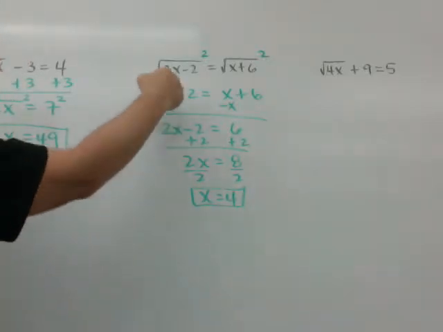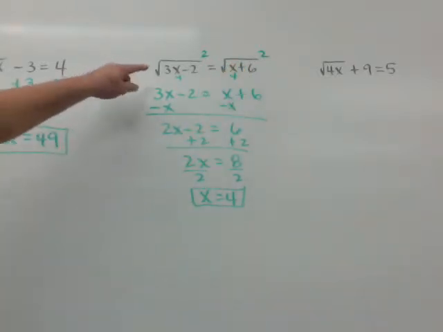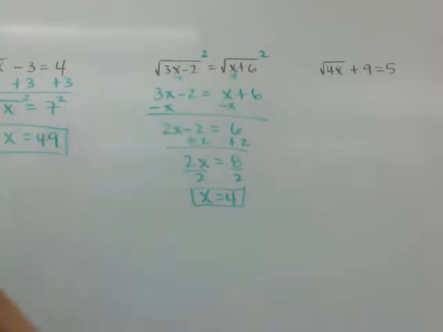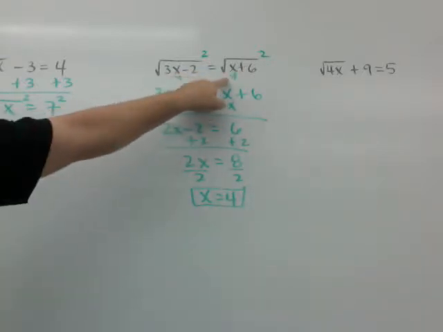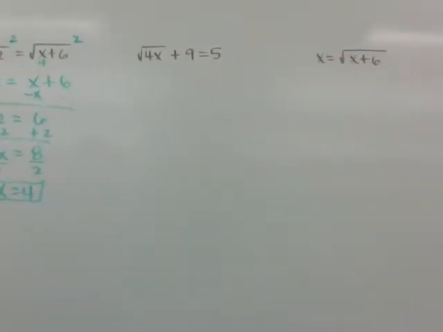Do a quick check. If I put a 4 in here and a 4 in here, I get radical 12 minus 2, which is radical 10 on the left, which is equal to radical 10 on the right. So that works out. Okay. Two more and we're done.